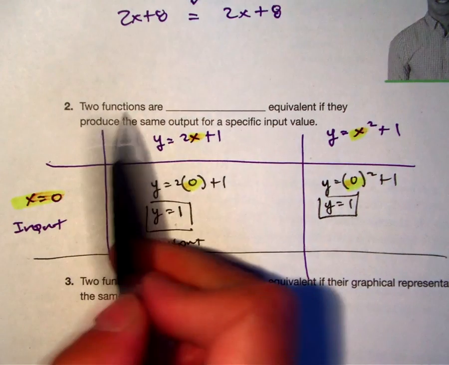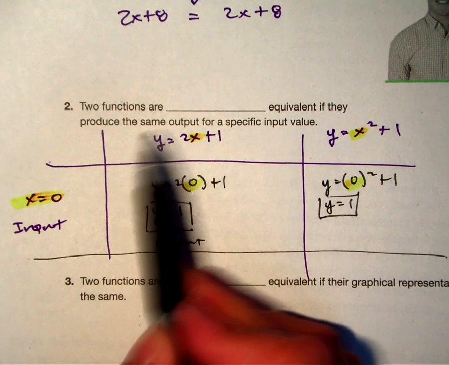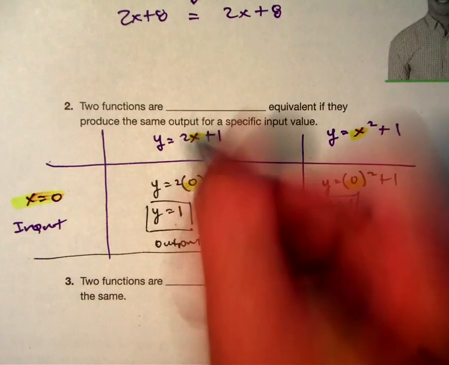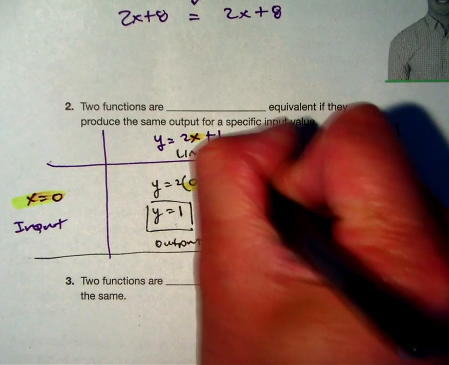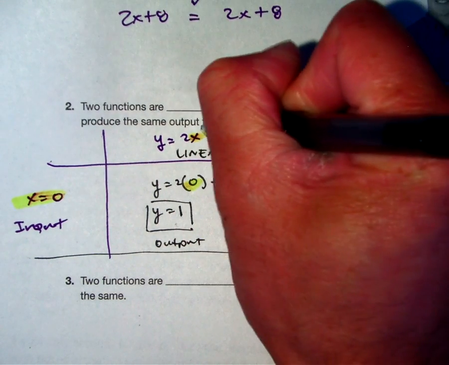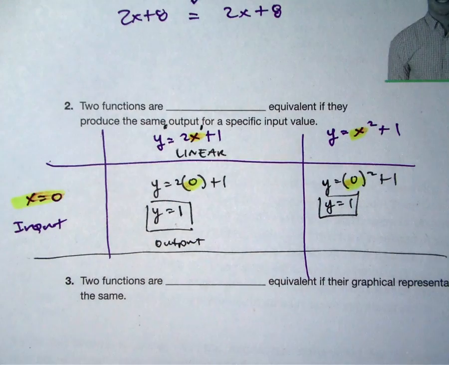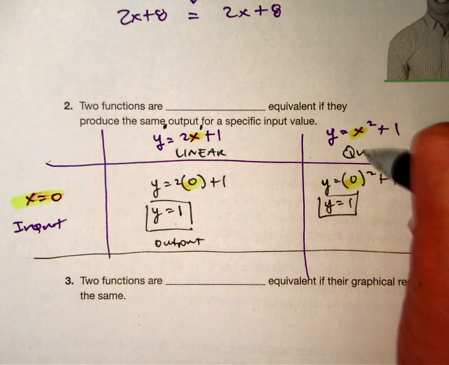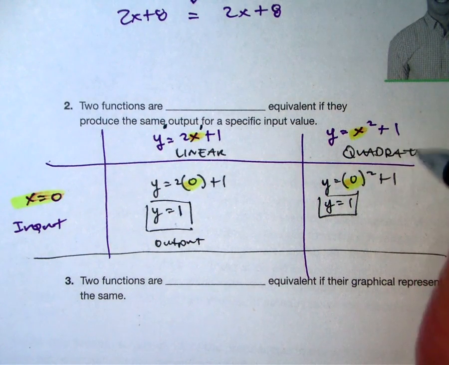So these are two different types of functions. Class, what type of function is this? What function family? Linear, correct, because x and y are to the first power. This one over here is quadratic because it's squared.